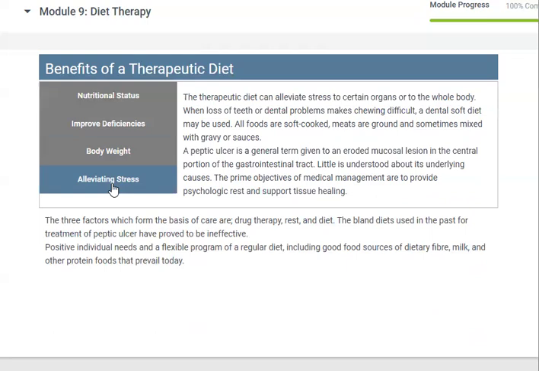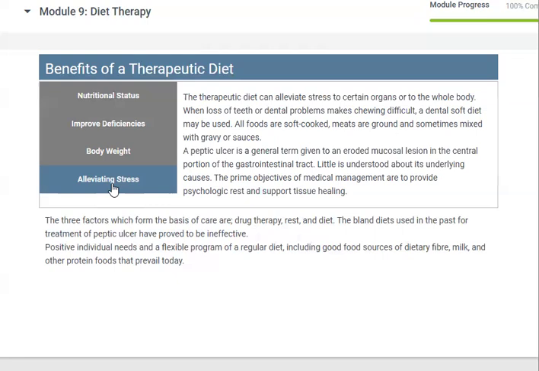A peptic ulcer is a general term given to an eroded mucosal lesion in the central portion of the gastrointestinal tract. Little is understood about its underlying causes. The prime objectives of medical management are to provide psychologic rest and support tissue healing. The 3 factors which form the basis of care are drug therapy, rest, and diet.